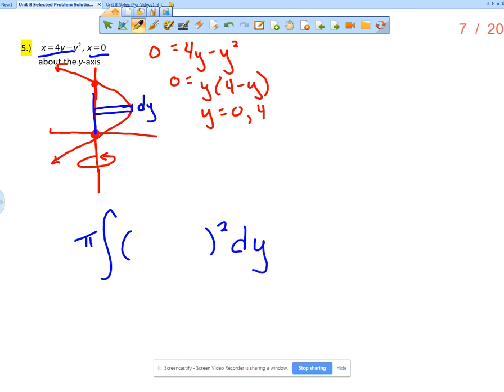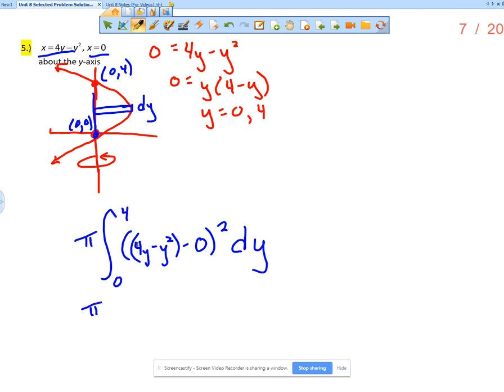Now we're taking the radius and squaring it, so we're taking the upper boundary of the dy. That's the right-hand boundary, which is the curve, 4y minus y squared, and then we're subtracting the lower boundary. What's the lower boundary? Well, it's 0. So 4y minus y squared minus 0, quantity squared. We're integrating from the lowest y value, which is 0, this is (0, 0), to the highest y value, which is 4, because this is (0, 4). So 0 to 4.